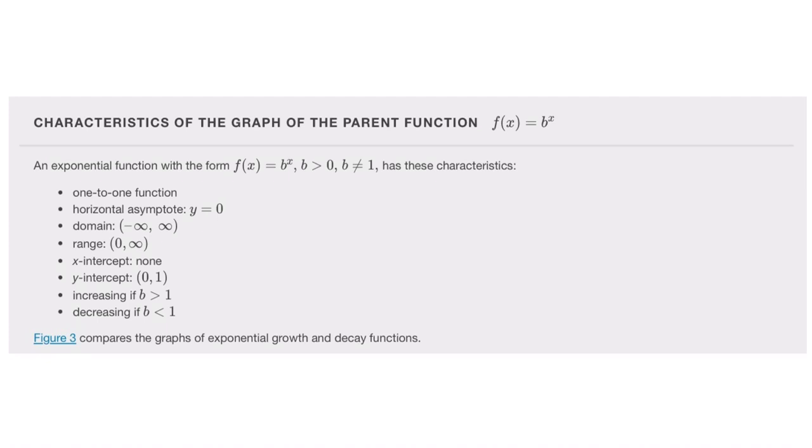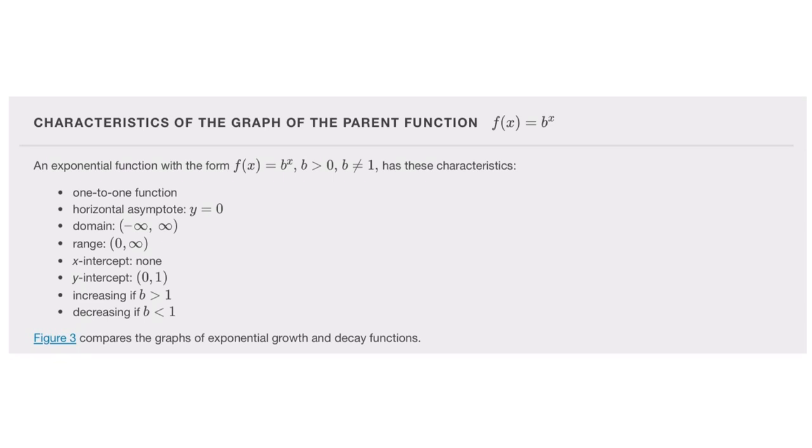So an exponential of the form f of x equals b to the power of x, where b is positive and not equal to 1, has these characteristics. It's 1 to 1, which means every y corresponds to exactly 1 x, which implies that it has an inverse function. It also means that it passes the horizontal line test. All of those mean that the function has an inverse; you can find the inverse of the function.